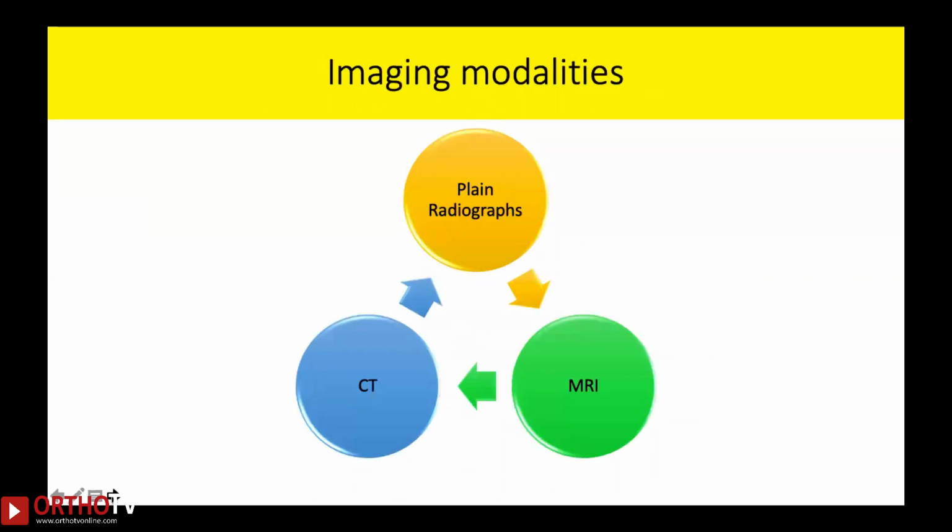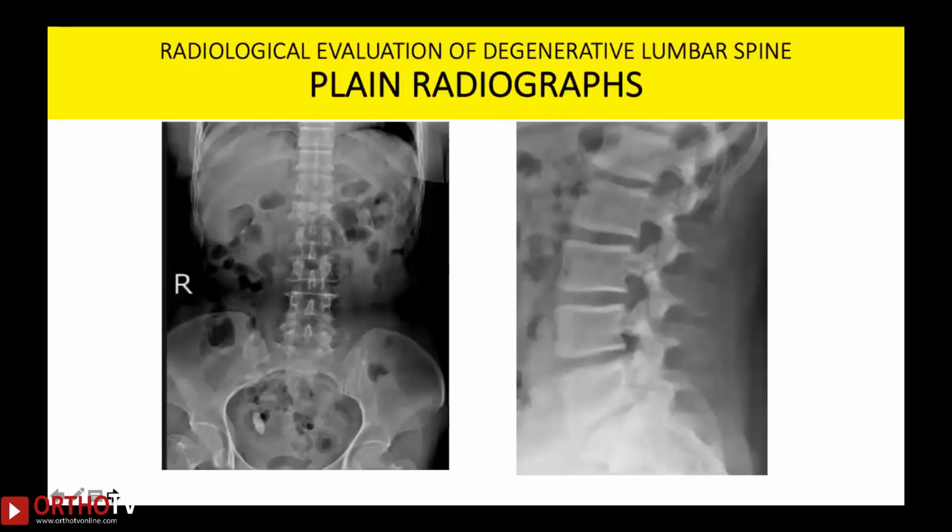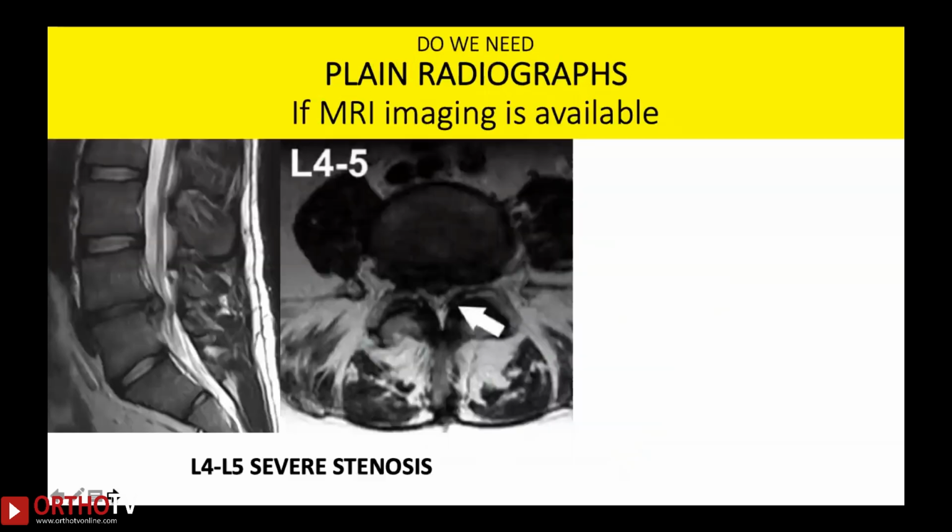The three imaging modalities that are available to us are plain radiographs, MRI, and rarely we use the CT scan. Plain radiographs are the workhorse investigation that we use in our day-to-day practice. This includes an AP view and the lateral view of the lumbosacral spine. The first question that comes to our mind is, in this age of MRI, is there a need for plain radiographs? I will illustrate this with an example.